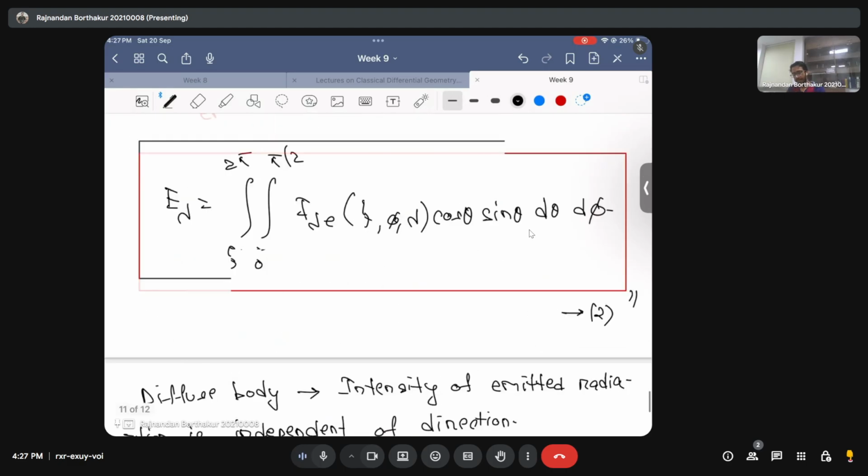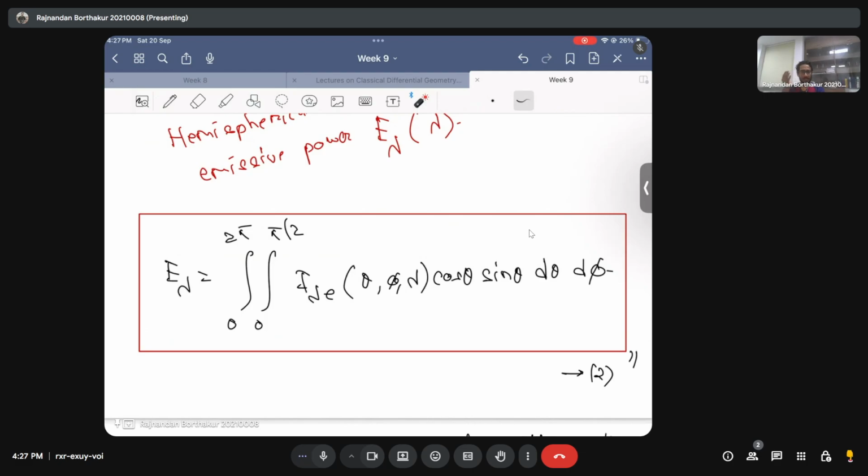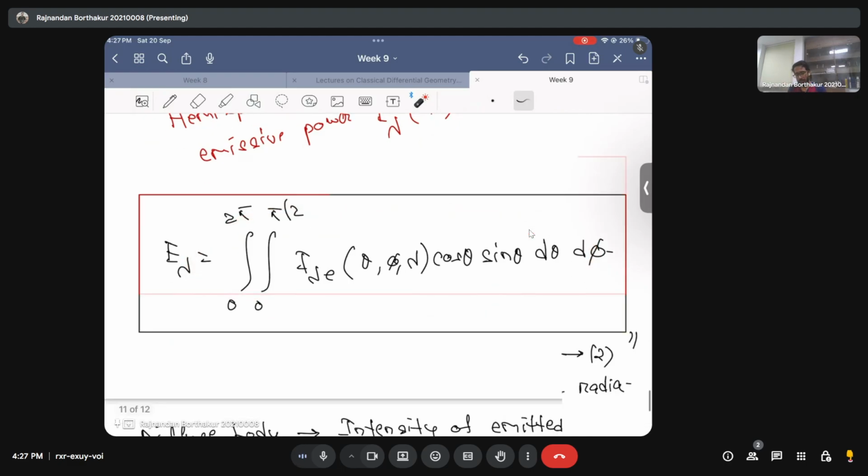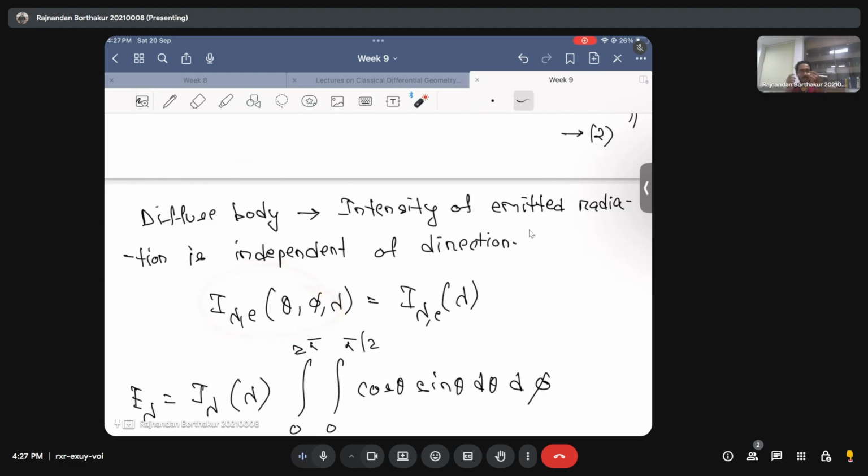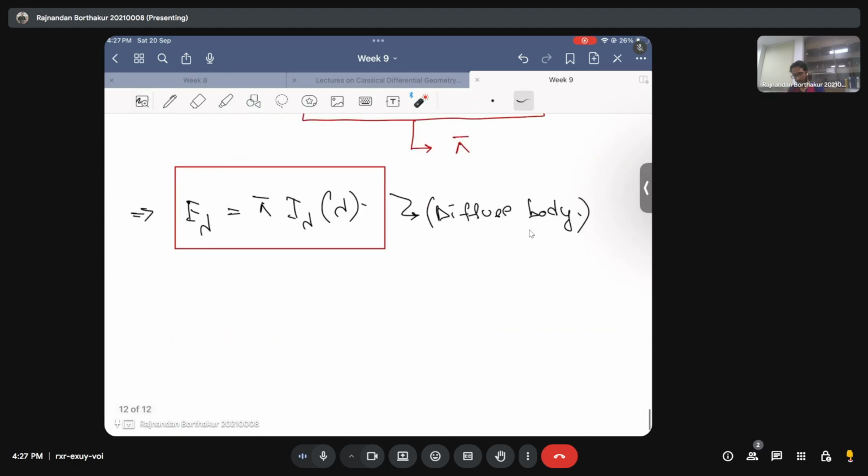So the most general definition of the hemispherical emissive power is this: if you now consider your body to be a diffuse body, which means your intensity of radiation is independent of direction, then you will reach the fact that the hemispherical spectral emissive power, as it is known because it still has a dependence on wavelength, is equal to pi times the spectral intensity of radiation, which is the case for a diffuse body, where the intensity of radiation is independent of theta and phi.